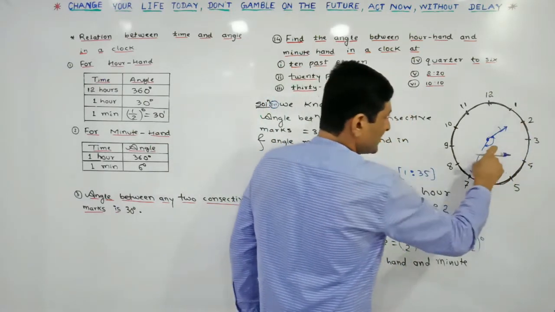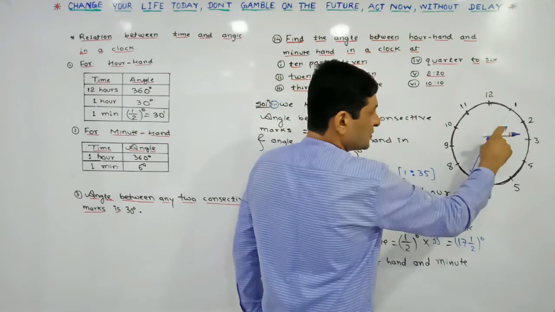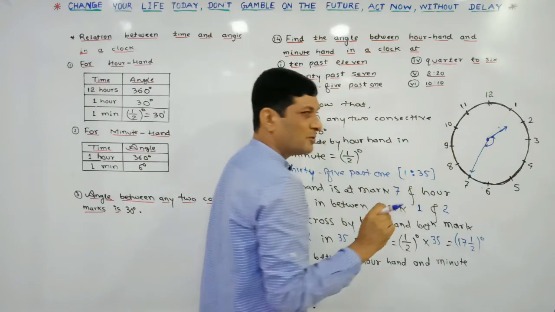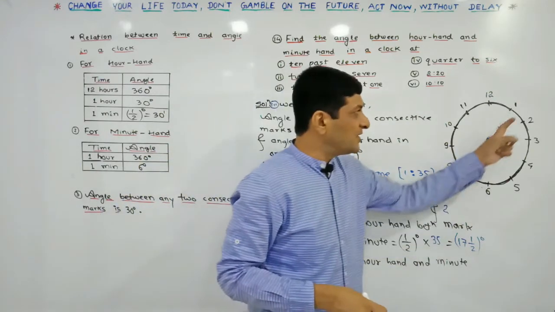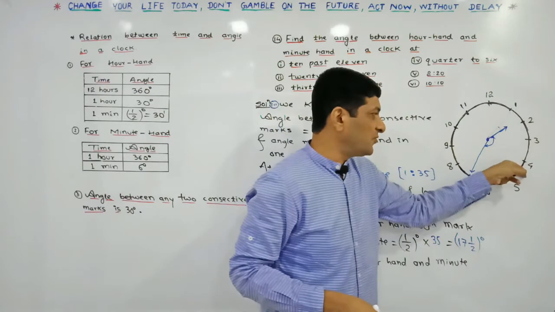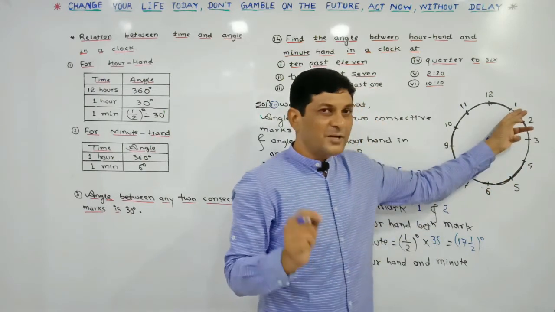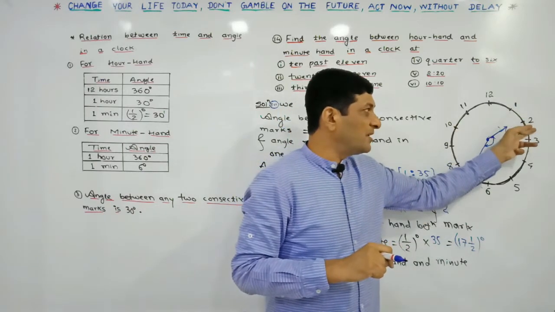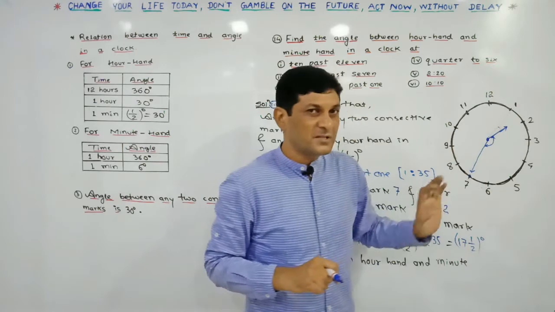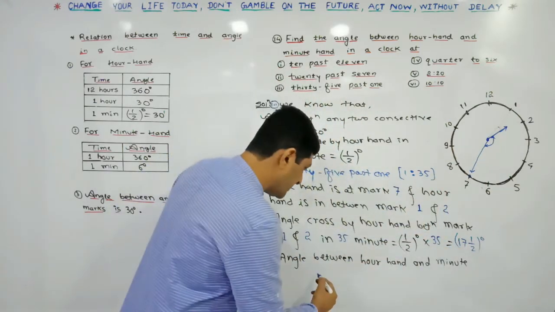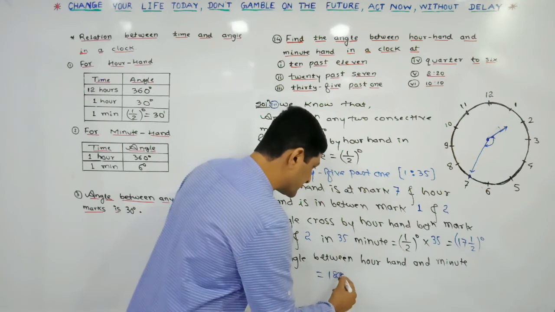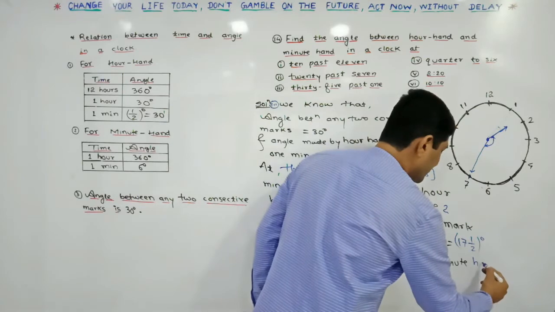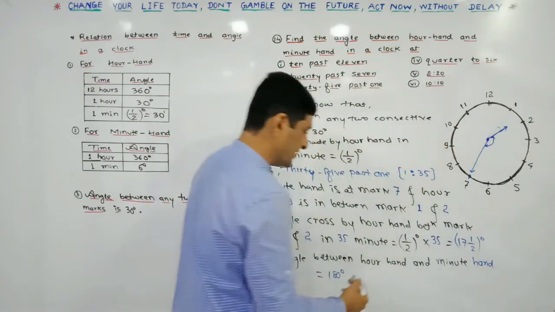From this total angle, if we subtract this angle, 17 and a half degrees, we will get the angle between the hour hand and the minute hand. Observe how many consecutive marks there are: 1, 2, 3, 4, 5, 6. The angle between any two consecutive marks is 30 degrees, so 30 plus 30 plus 30 plus 30 plus 30 plus 30 is 180 degrees. So the angle between the hour hand and minute hand is 180 degrees.